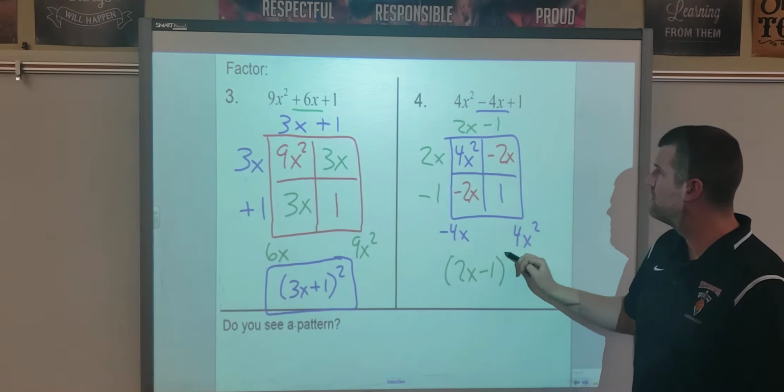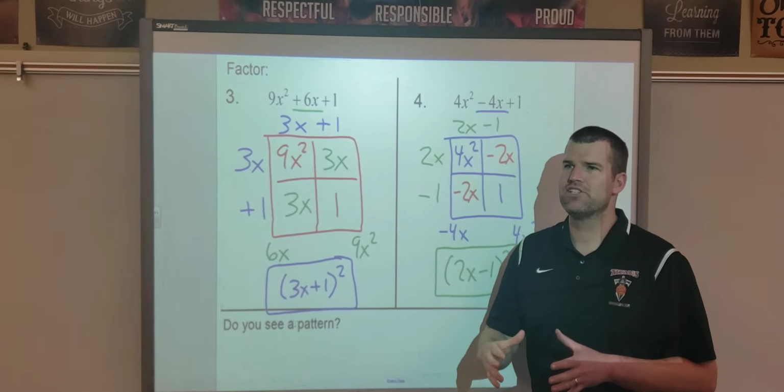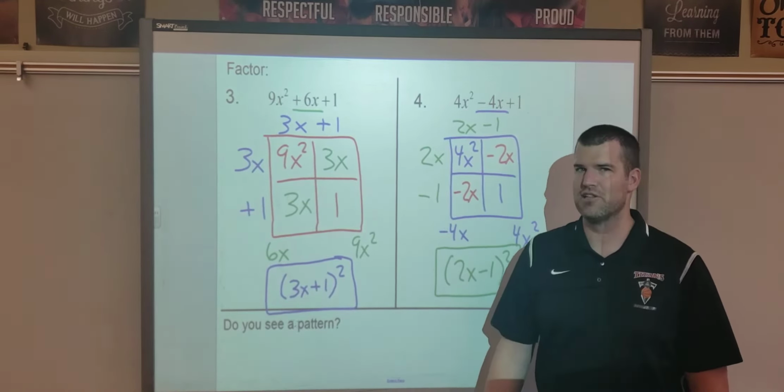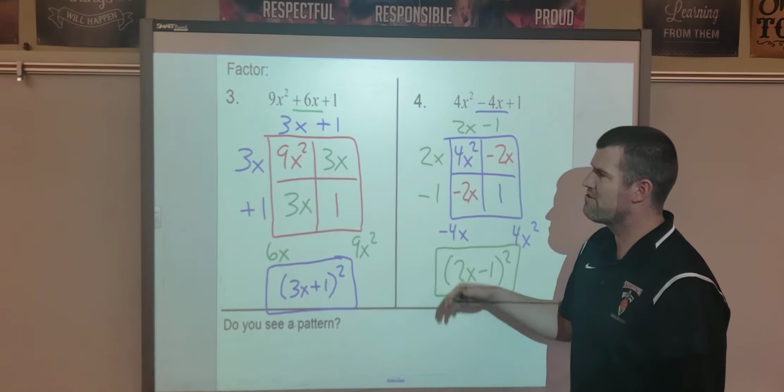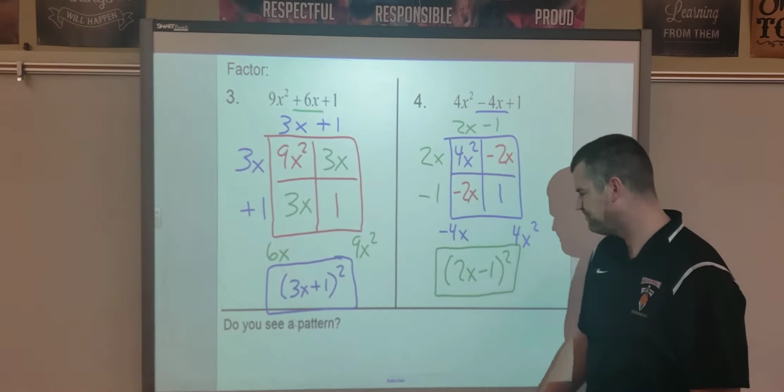There are shortcuts where you can look at the problem and see that there's a pattern and you can come up with a kind of a cheating way to do it. But to be honest, it's pretty hard to learn and memorize. So it's easier to just use the box. And as long as you can use the box, it doesn't matter if it's a perfect square trinomial or not. We know how to factor it.